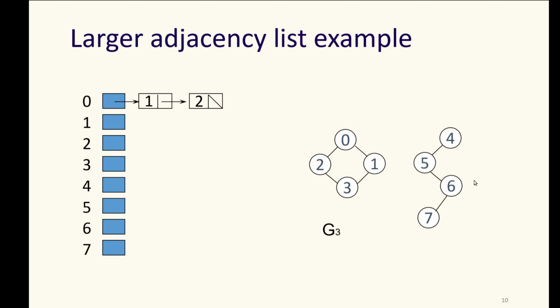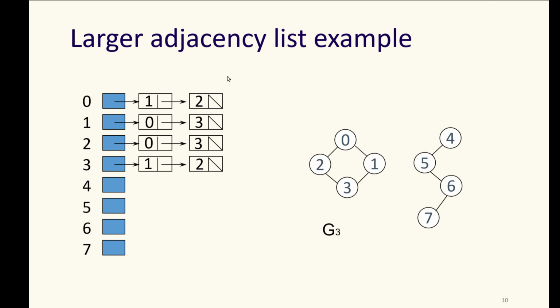Here's a larger example of an adjacency list. This is not a connected graph in that there's a little cluster of 0, 1, 2, 3, and another little cluster of 4, 5, 6, 7, but these two clusters are not in any way connected to each other. So if someone asked me to find the route from 0 to 7, I wouldn't be able to. And that's going to be apparent in the adjacency list here because the top numbers will only contain the top numbers as who they are connected to, and likewise the bottom numbers will only contain the bottom numbers.